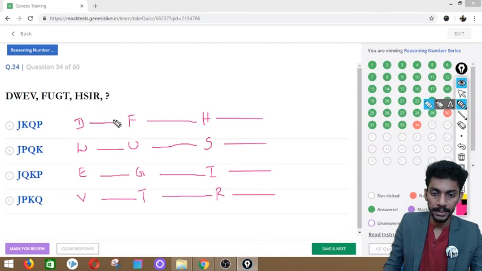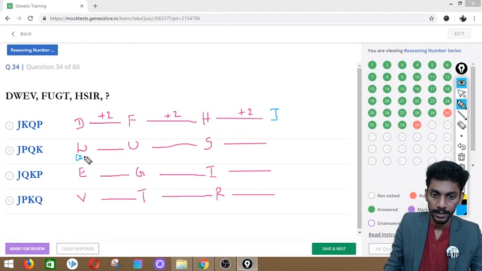So from D to F. D is the fourth letter, this is the sixth letter, so plus 2 and plus 2. If you add plus 2, what do you get? H is the 8th letter, plus 2 will be the 10th letter. The 10th letter is nothing but J.